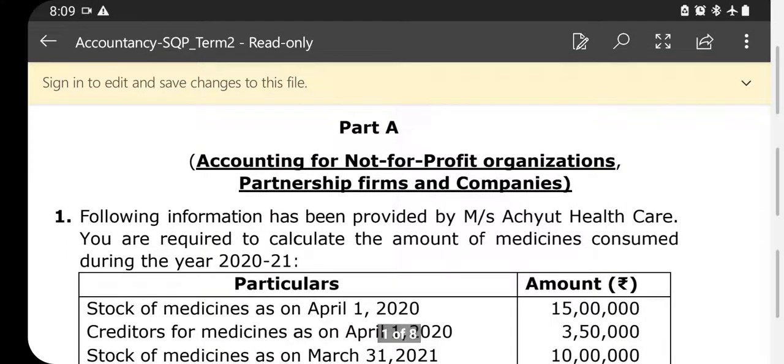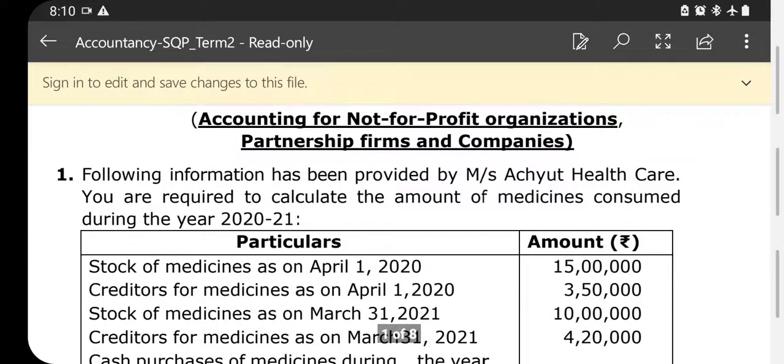This is the question paper model. Part A, first one, accounting for not-for-profit organizations, partnership firm and companies. This is the part 1 syllabus.